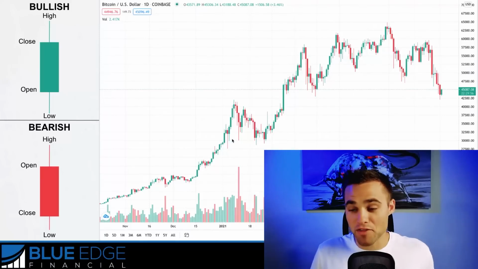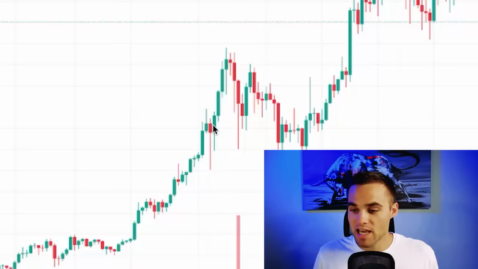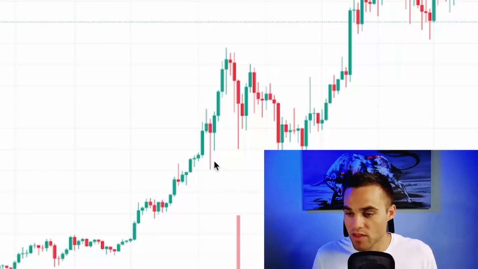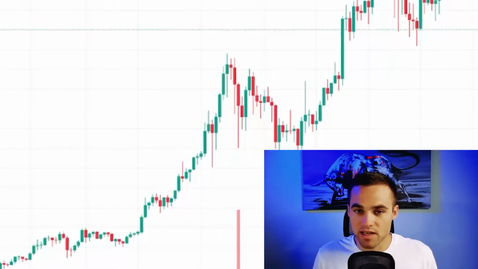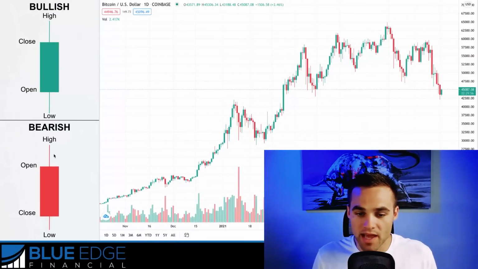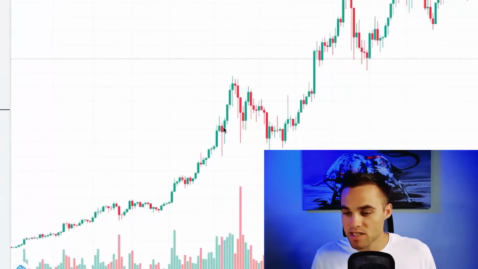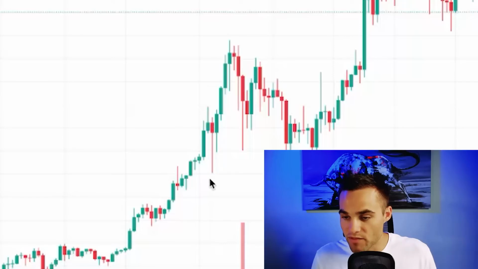One other candlestick pattern that you may want to pay attention to is called a pin bar. A pin bar basically has a body up here and then a long wick. You can think of these top and bottom ends as the wicks of the candle, and this center area is called the body of the candle. As we see here, we have this smaller body and this long wick.